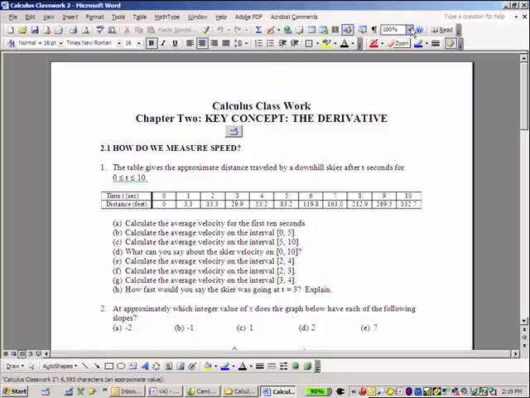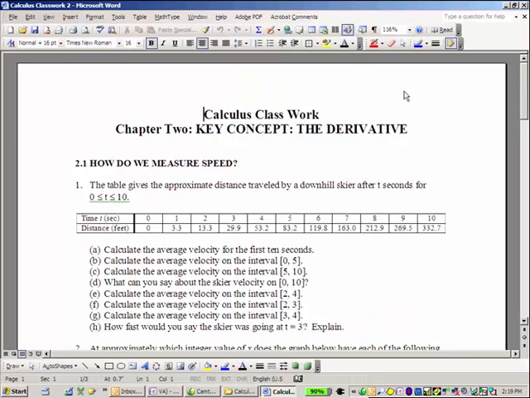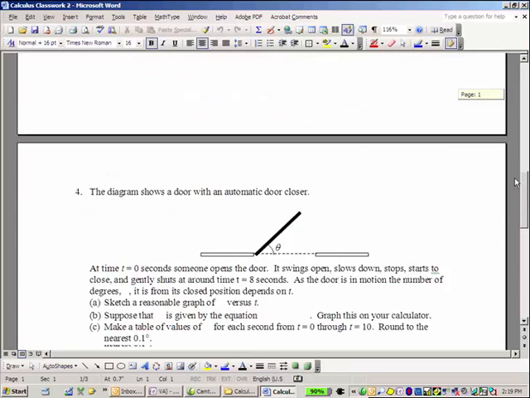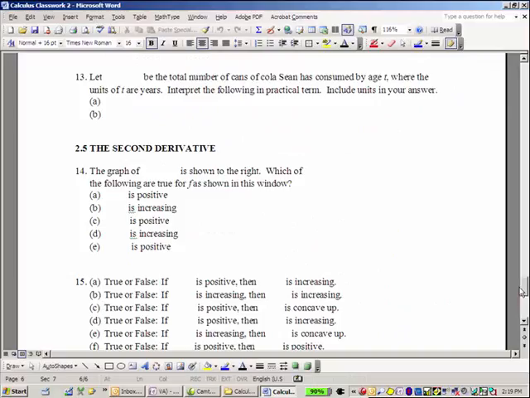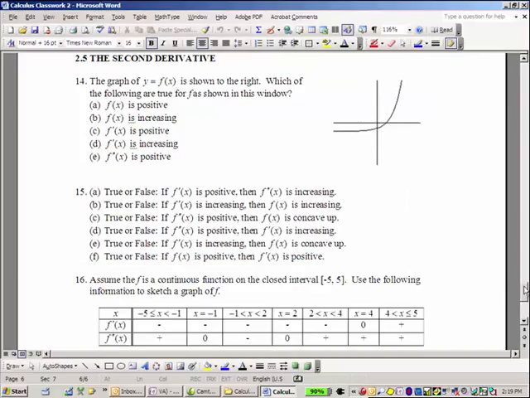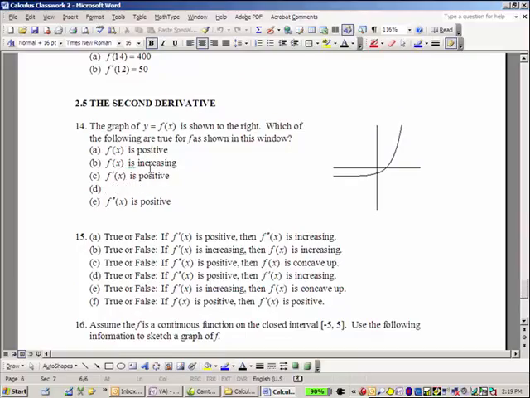Okay. All right, let's take a look. Let's do some true-false. All right, so here we have a graph, and we want to know what's true or false about the graph. All right. f of x, the function, is positive. True or false? Who's up? Kaylee. This is the graph of f of x to the right.